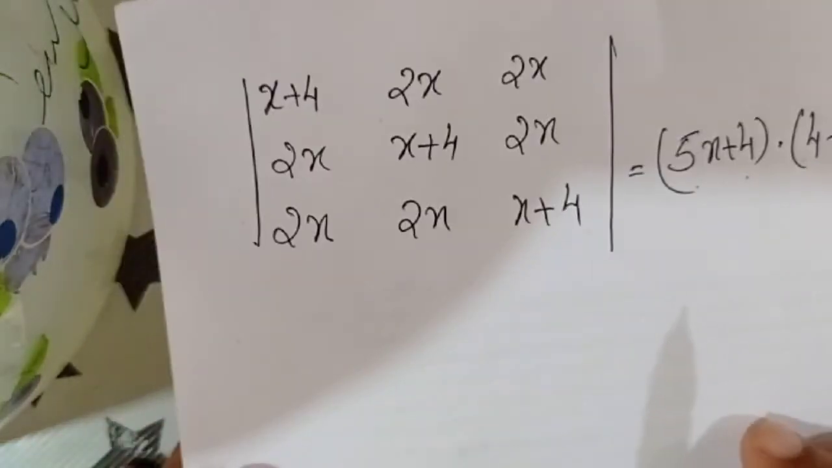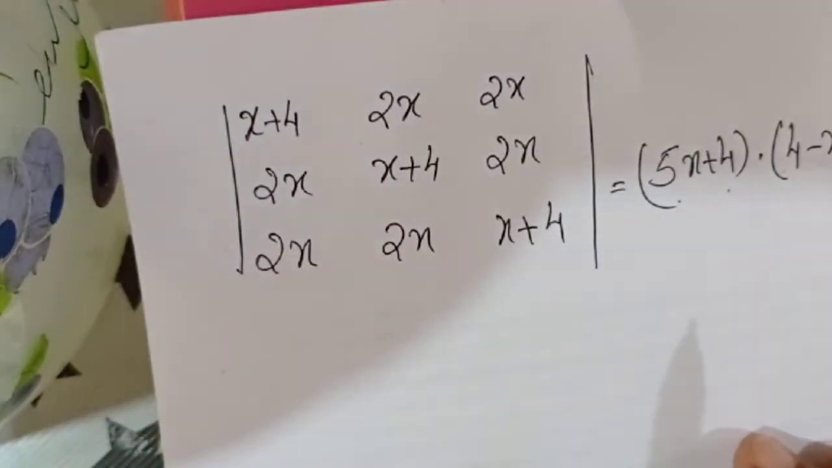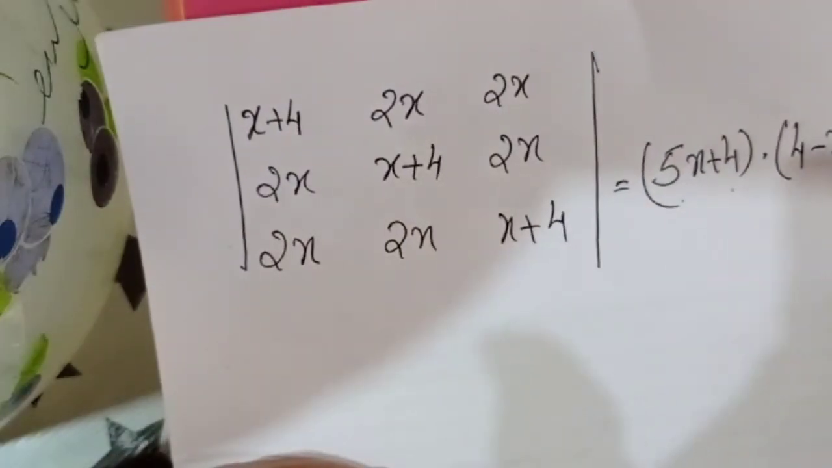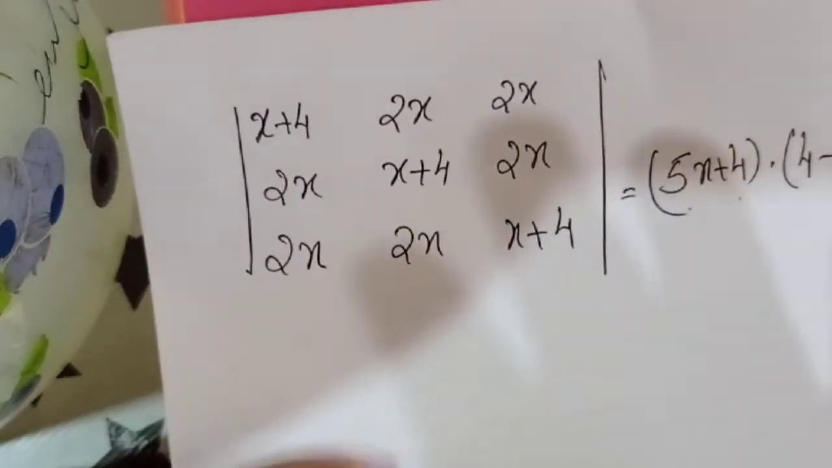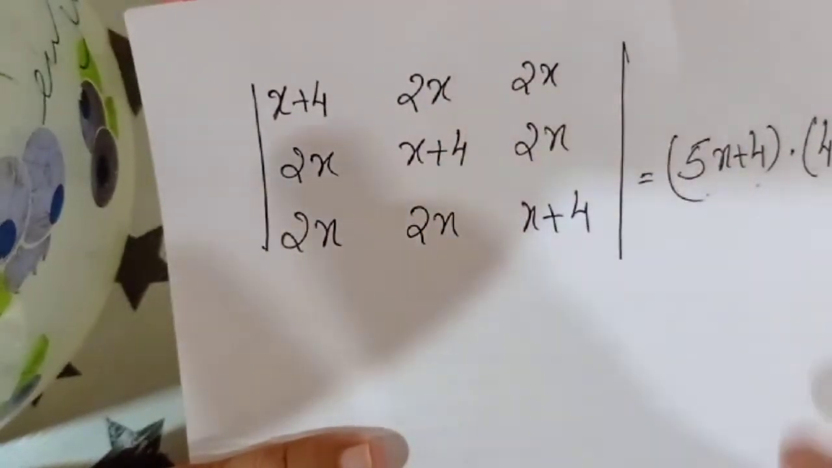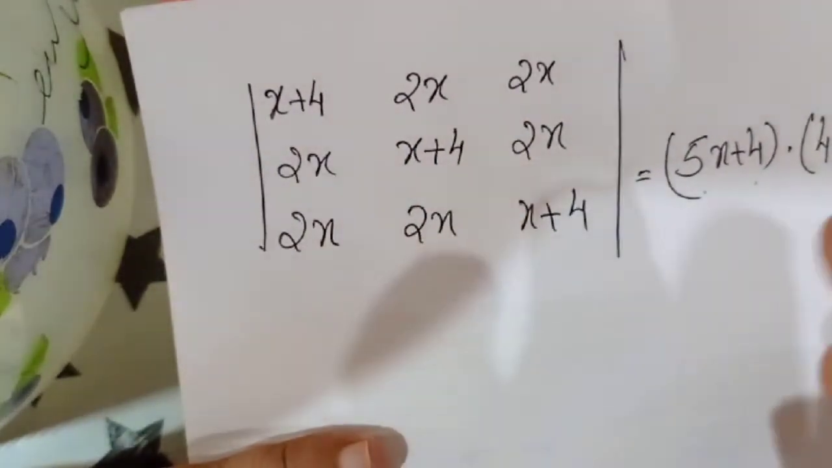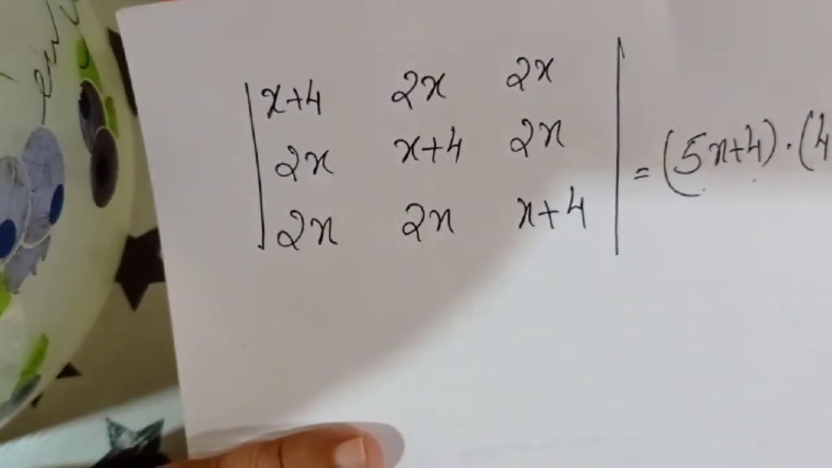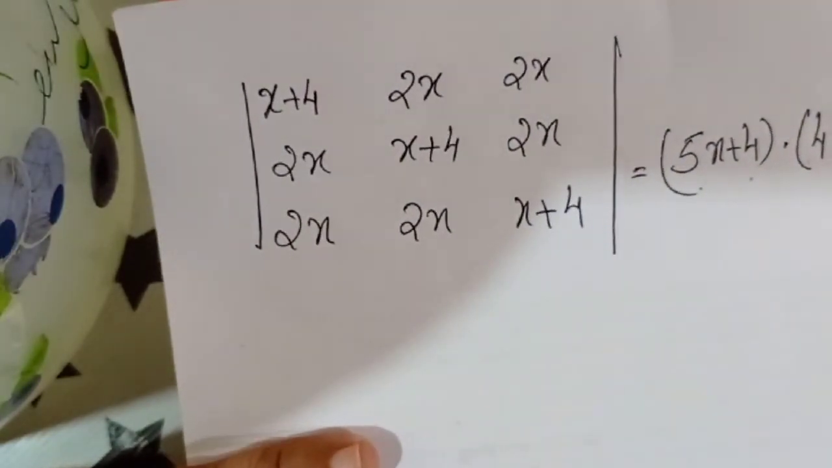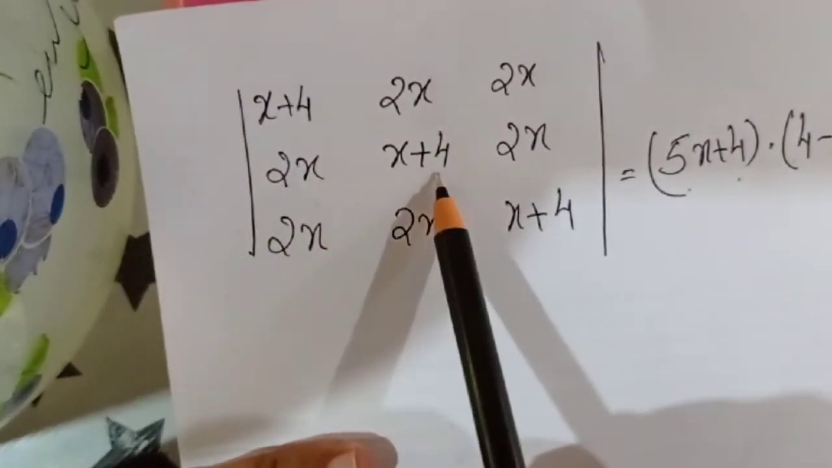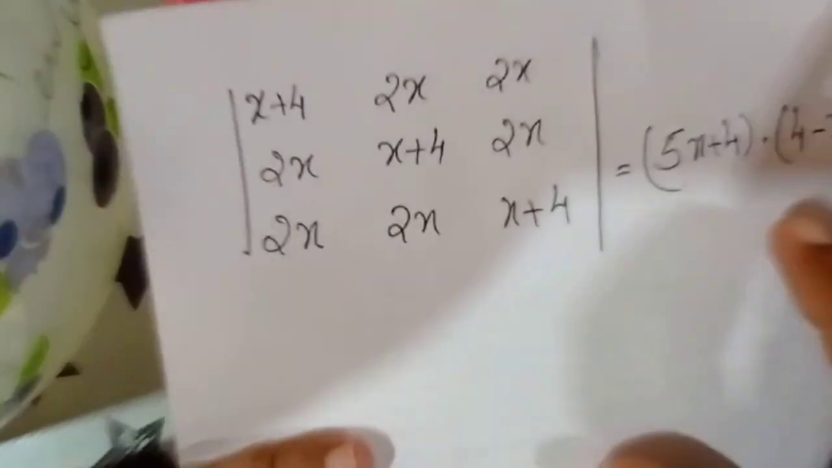Okay. Here take the LHS. Copy the LHS. Here no column or no row contains 1, 1, 1. If a row or column changes to 1, 1, 1, then the step will be easy: make the second one and third one 0, then expand along the first row or first column. But look here. Here, x plus 4, 2x, 2x; 2x, x plus 4, 2x; 2x, 2x, x plus 4.